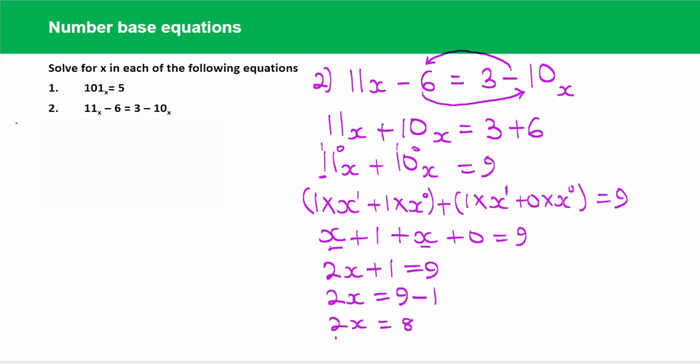Now from here, I'll divide both sides by 2 in order to get the value of x. So 2 in 2 is 1, 2 in 8 is 4. Therefore, x is equals 4.